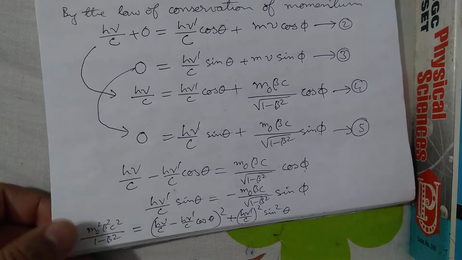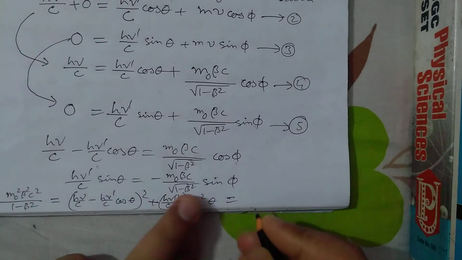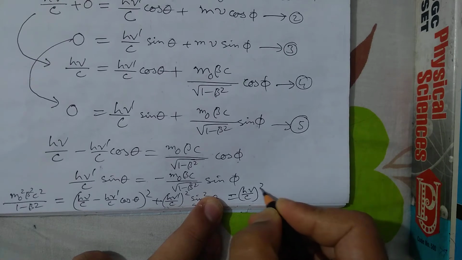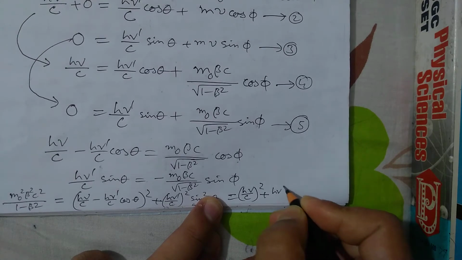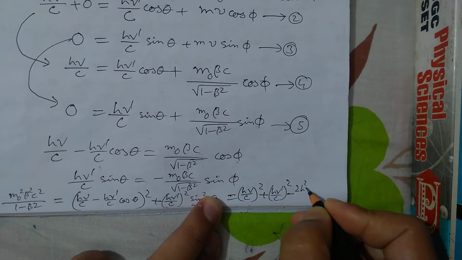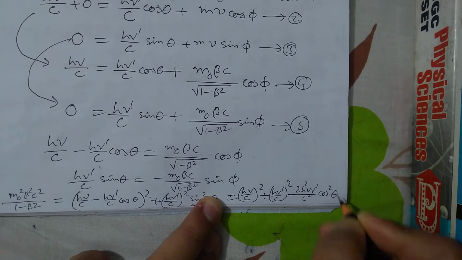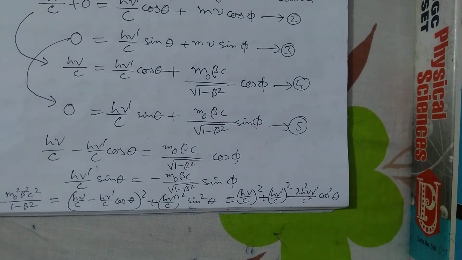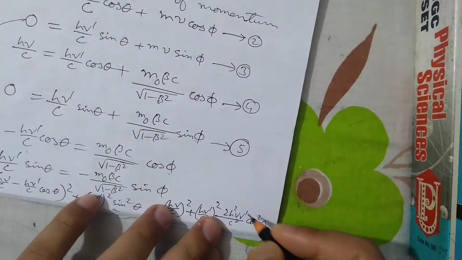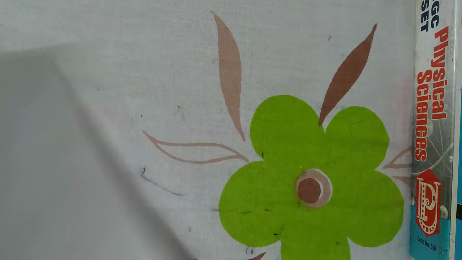If you expand it, that will actually be h nu by c whole square plus h nu prime by c whole square minus 2h square nu nu prime by c square into cos theta. This is the thing. Let this be equation number 6.